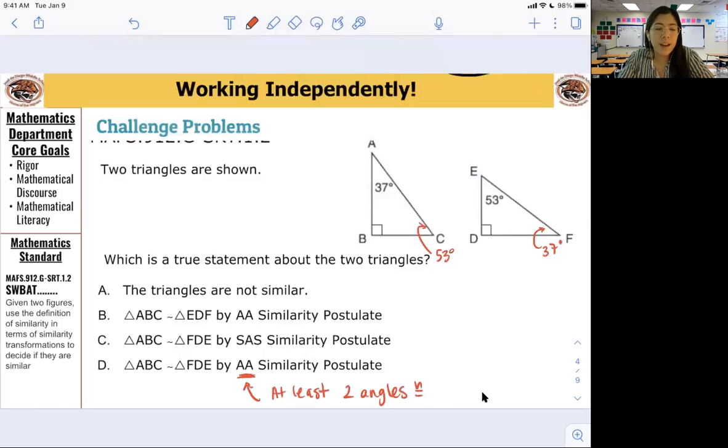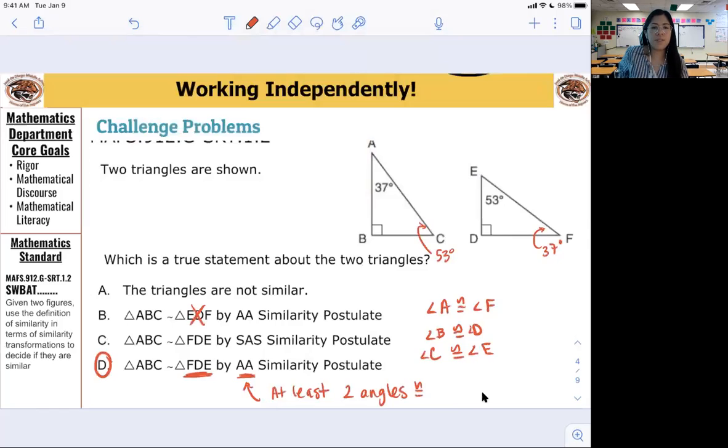And then the last thing is just to make sure that you are writing the correct letters in the correct order. Because A is congruent to which angle? A is congruent to F. Okay, and then B is congruent to D, and C is congruent to E. So A, B, C would have to match with FDE, not EDF. So you just had to be careful about that as well. So it was answer choice D.